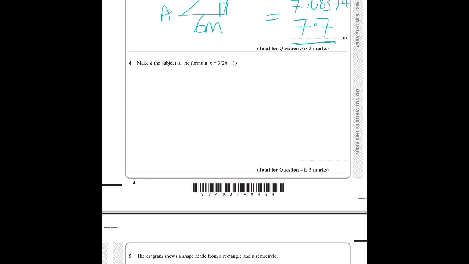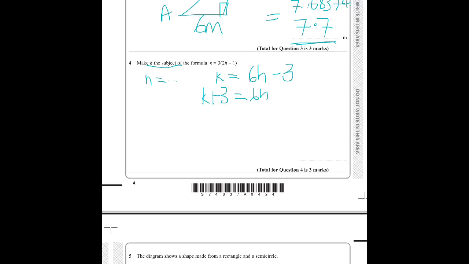Number 4, make H the subject basically means we want H equals at the end, not K. So we'll start by expanding the bracket first. I'm going to times 3 by everything inside that bracket. That would be 6H minus 3. Cool. Then I'm going to move the negative 3 across, meaning I add 3 to both sides of my equation. I've now got K plus 3 equals 6H, because I've added the 3 to both sides.